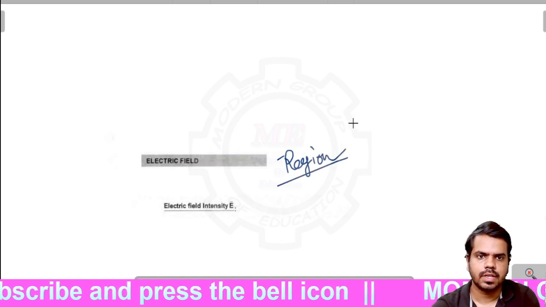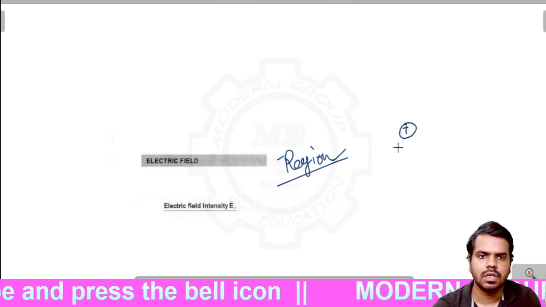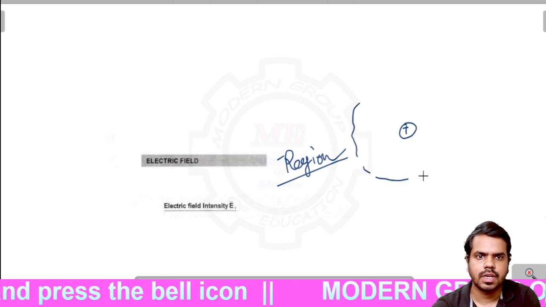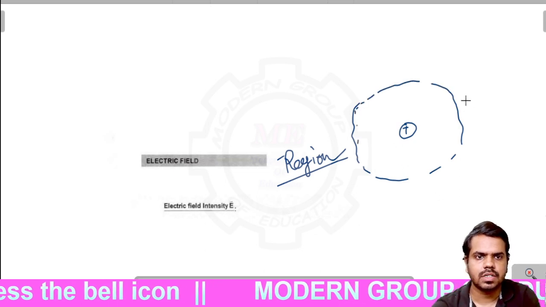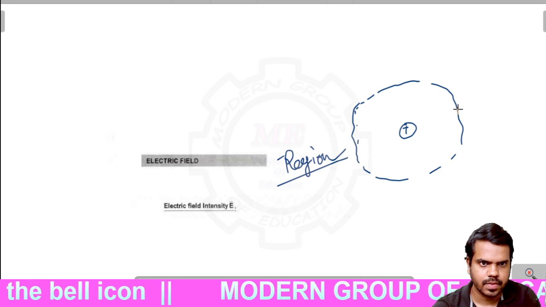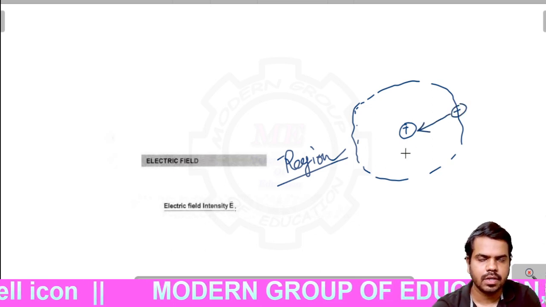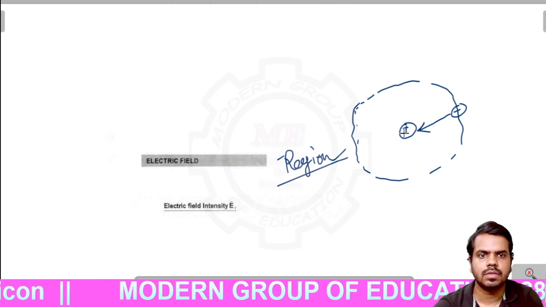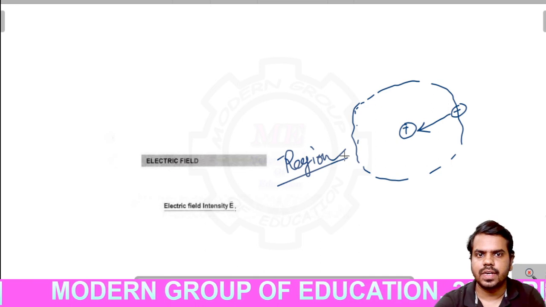Say there is a plus charge, and the test charge is always positive in nature. So this is the electric field region. If a third charge which is negative is present here, then it will experience an attractive force toward the positive charge. So this is the electric field.